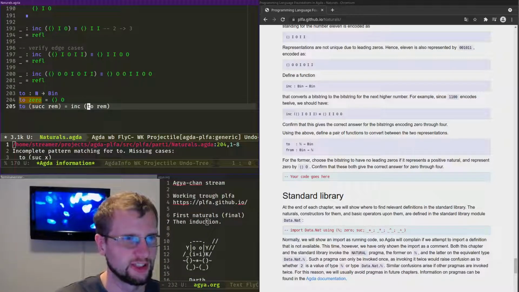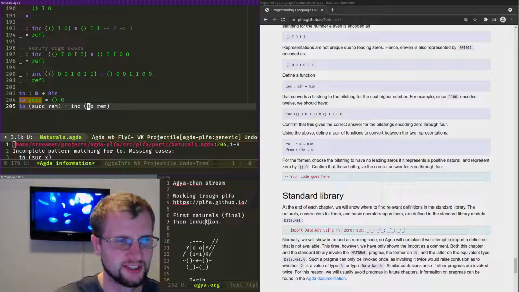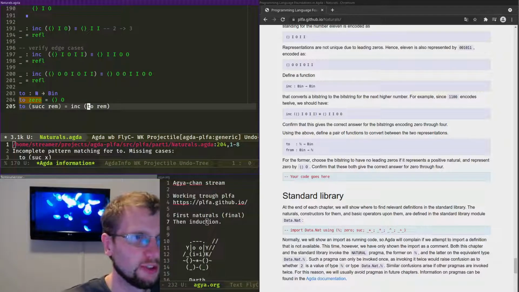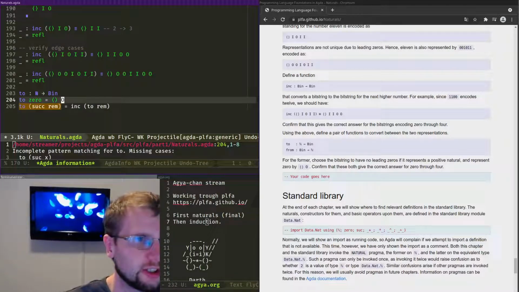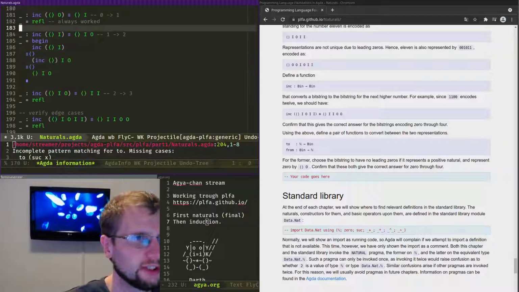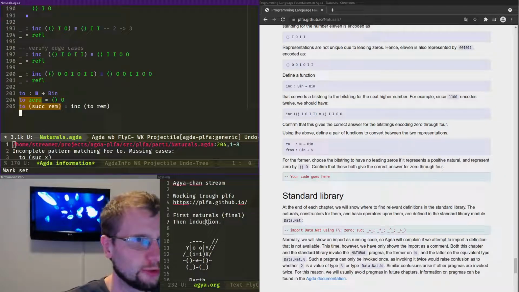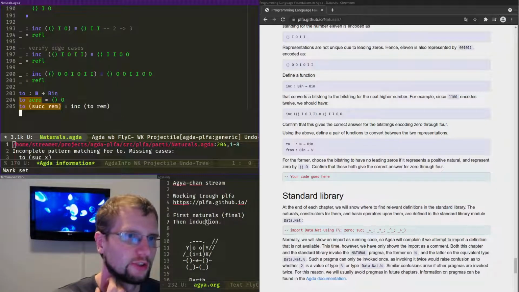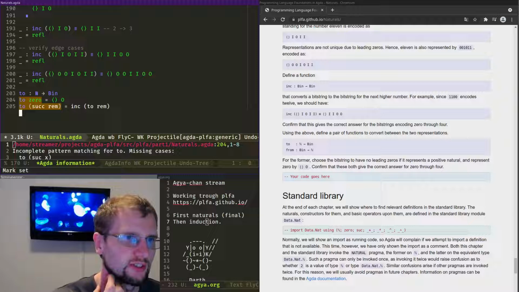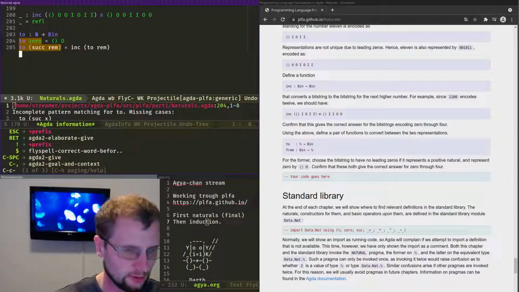Wait, this one makes no sense to me. It's the wrong way around. No, because the inc is increasing the binary, right? Bin to bin. It's an endomorphism. And 2 guarantees us a bin to bin, right? And 2 guarantees us a binary. So the result of that is binary. And then everything comes up Milhouse.